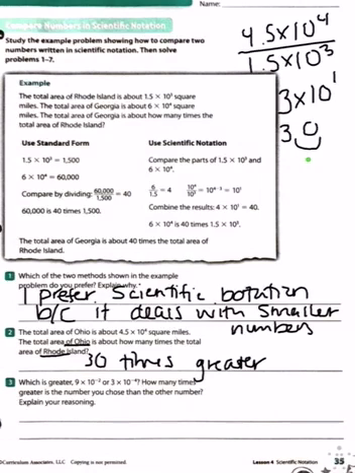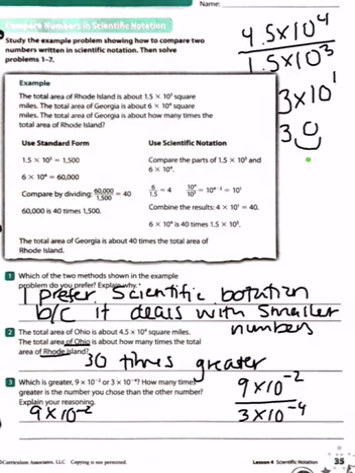Number 3. Which is greater, 9 times 10 to the negative 2nd or 3 times 10 to the negative 4th? 9 times 10 to the negative 2nd is greater. It says how many times greater is the number you chose than the other number. To find out how many times greater the number is, we're going to divide 9 times 10 to the negative 2nd divided by 3 times 10 to the negative 4th.